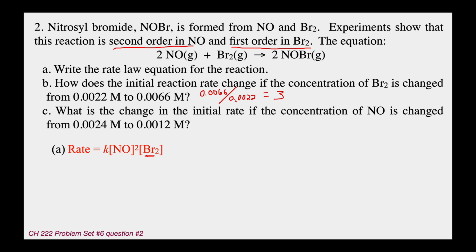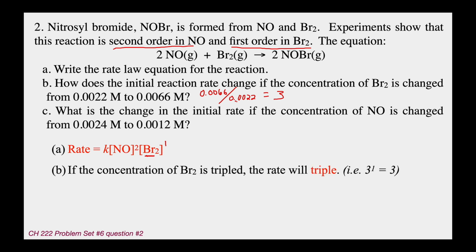And bromine is a first order reactant. It's an invisible 1 right there. 3 to the first power, which is what the 1 means, would be 3. We would predict that the rate goes up by 3 times. So your normal, like say 20 miles per hour car would all of a sudden be 3 times faster, 60 miles per hour, something like that. That's what would happen if we increase the bromine concentration by this factor of 3.